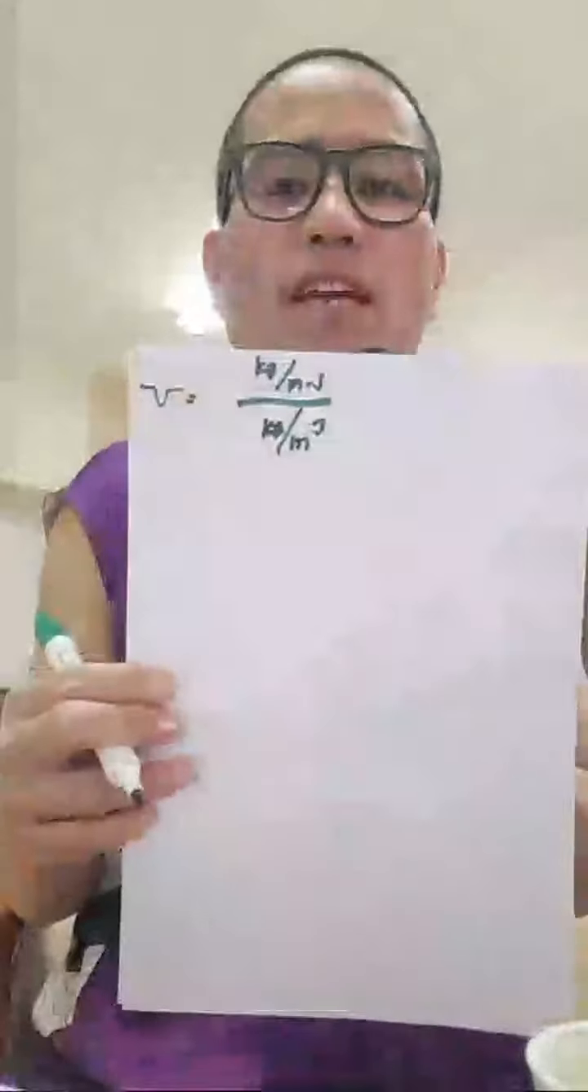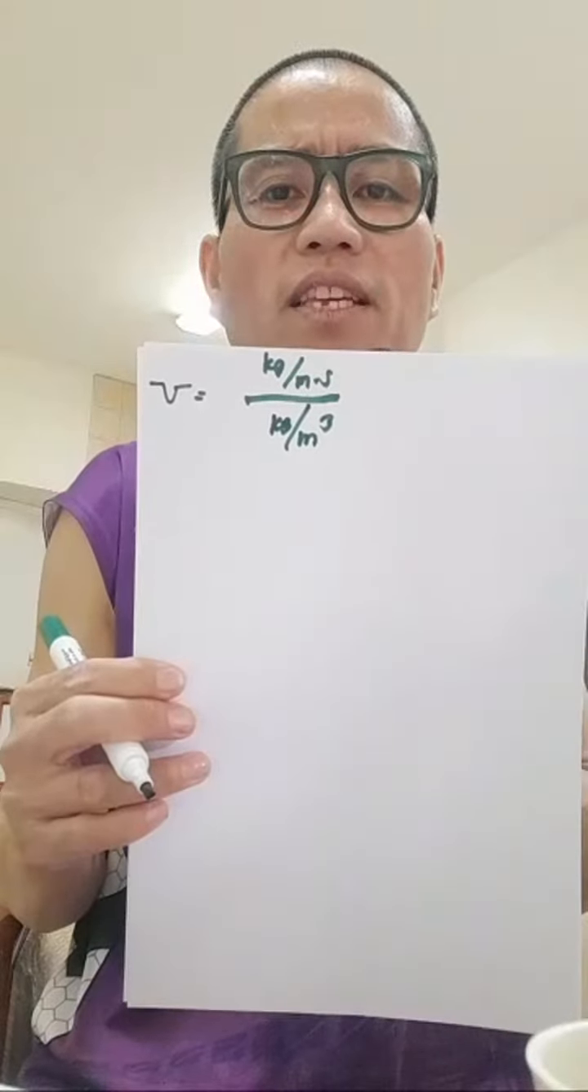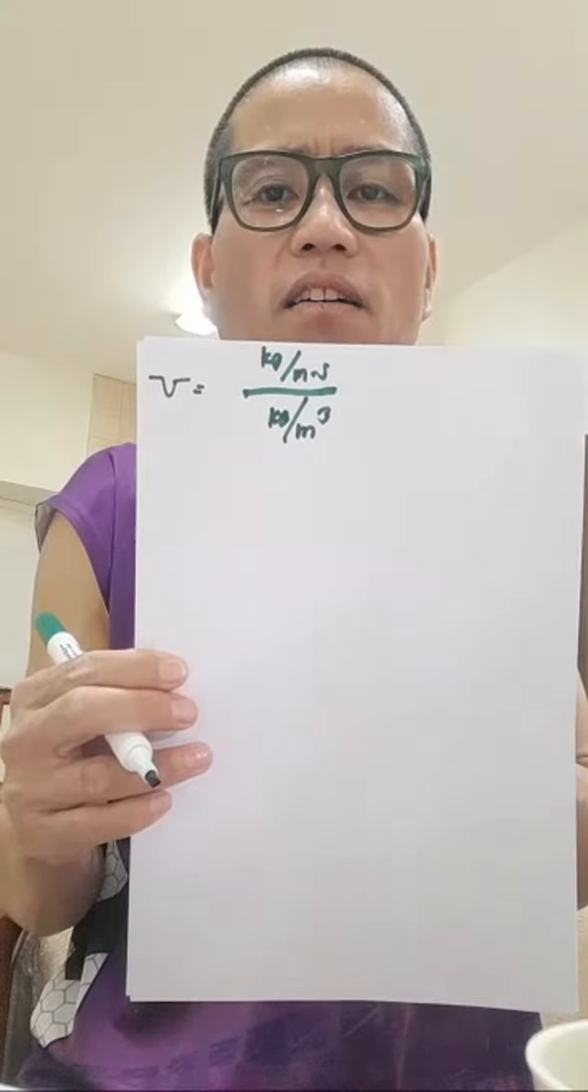So kilogram per meter second, and the density is kilogram per cubic meter. Okay, guys? Kinematic viscosity is the absolute viscosity over the density. Kilogram cancels, meter cancels. So what is left will be square meter per second, or second negative if we transpose. So it's clear. That means it is correct. Okay?